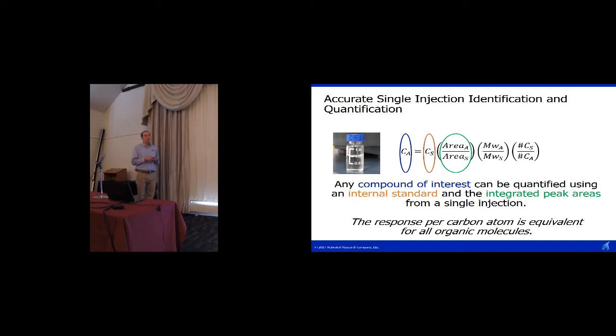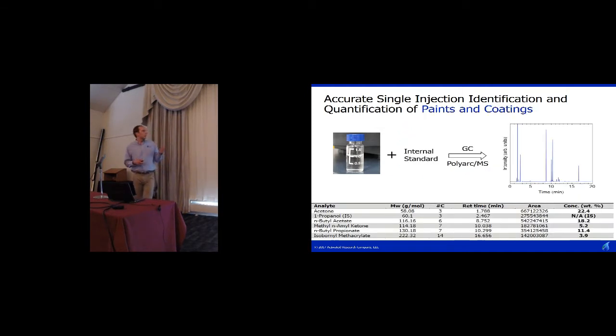So you get the ratio of areas from the Polyarc data, and you get the molecular weight and the number of carbon atoms of your analyte from the mass spec data, and now you're able to determine the concentration of any analyte with a single internal standard without having to calibrate for that analyte. So now getting back to that original sample we had.